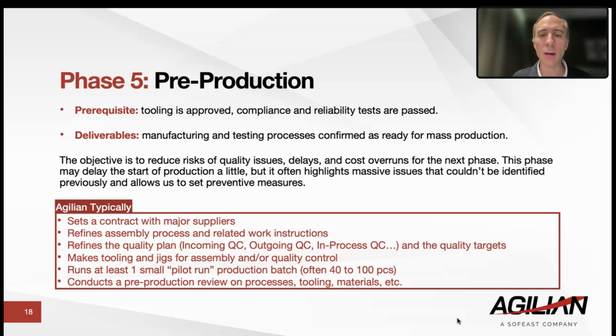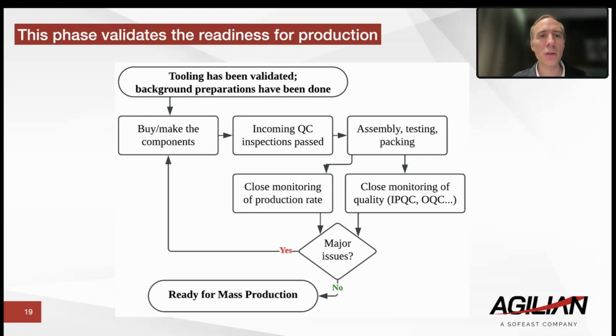So we do everything based on our plan for mass production, but on a much smaller scale, so that if there are issues, they are much less impactful, much less expensive. Okay, so it really validates the readiness for production. Okay, so the components need to be purchased, need to be made, and then everything like mass production, incoming quality control, the assembly, testing, packaging, all of that works, in-process quality control, outgoing quality control, and so on.